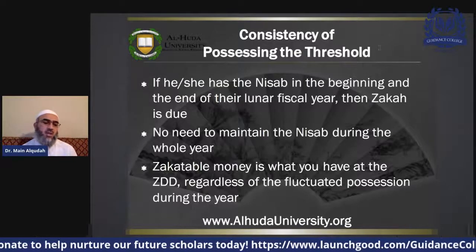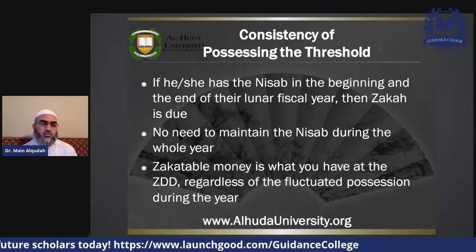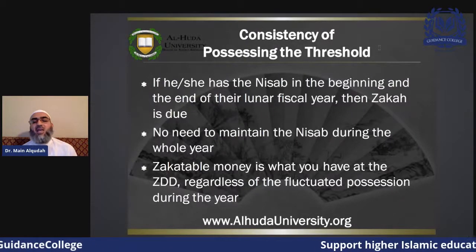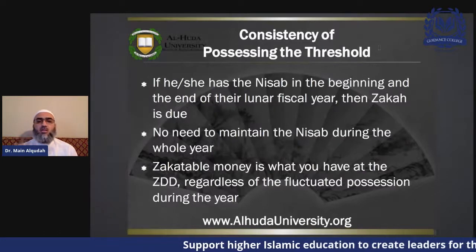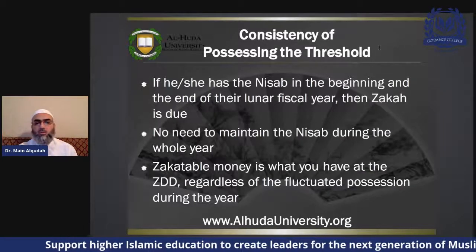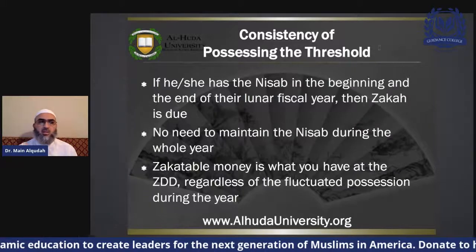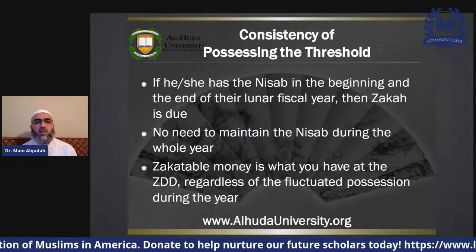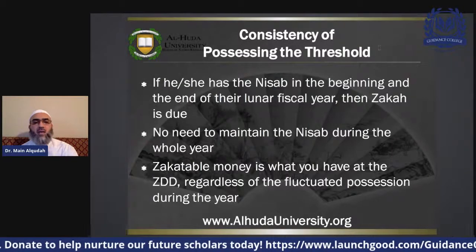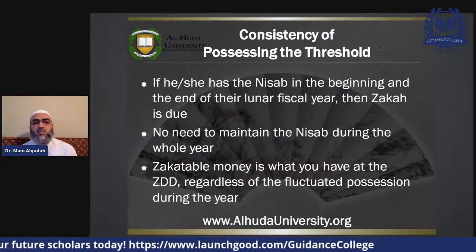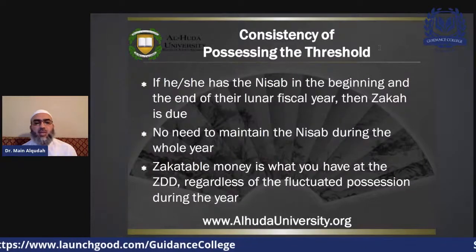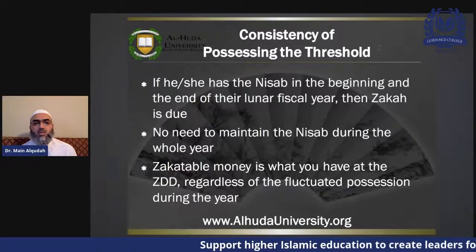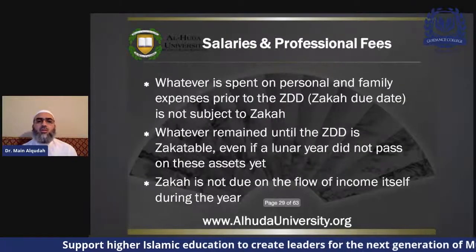This is actually according to the strongest opinion. However, we do have, for example, the Hanbali school of thought, if I recall, who said that once the nisab is not maintained, you went below the nisab, then your hawl, your fiscal lunar year, is broken. So you need to wait until the nisab is established again, and then you pay zakah after 1 year. So zakatable money is what you have at the zakat due date, regardless of the fluctuated position during the year.